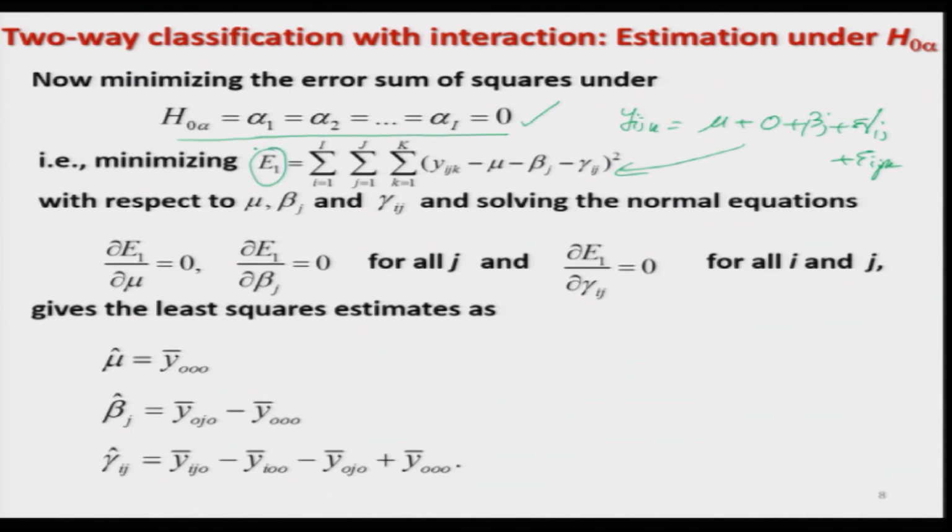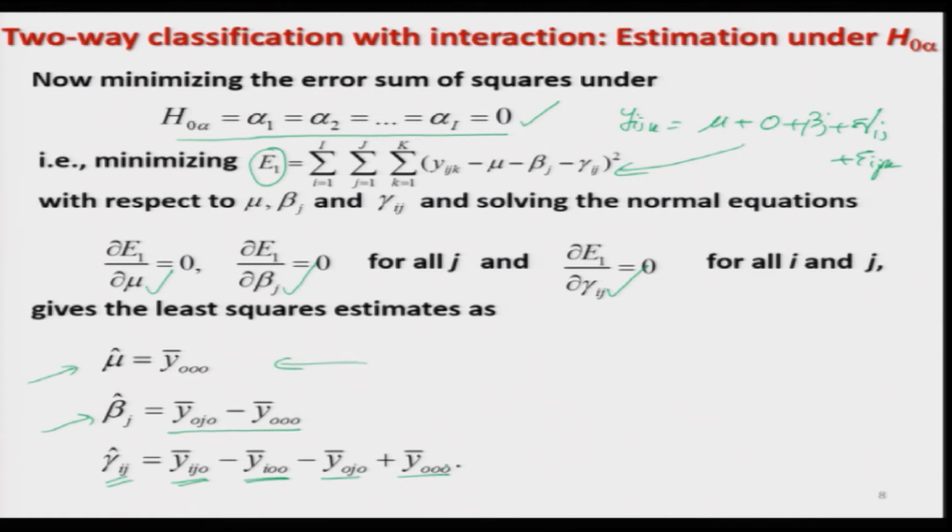So, we have to partially differentiate E1 with respect to mu, with respect to beta_j and with respect to gamma_ij, then put it equal to 0, and then you can obtain the least square estimates of mu, beta_j and gamma_ij. In this case, the estimator of mu will come out to be mu hat equal to y bar 000. The estimator for beta_j will come out to be y bar 0j0 minus y bar 000, and the estimator of gamma_ij will come out to be gamma_ij hat equal to y bar ij0 minus y bar i00 minus y bar 0j0 plus y bar 000.